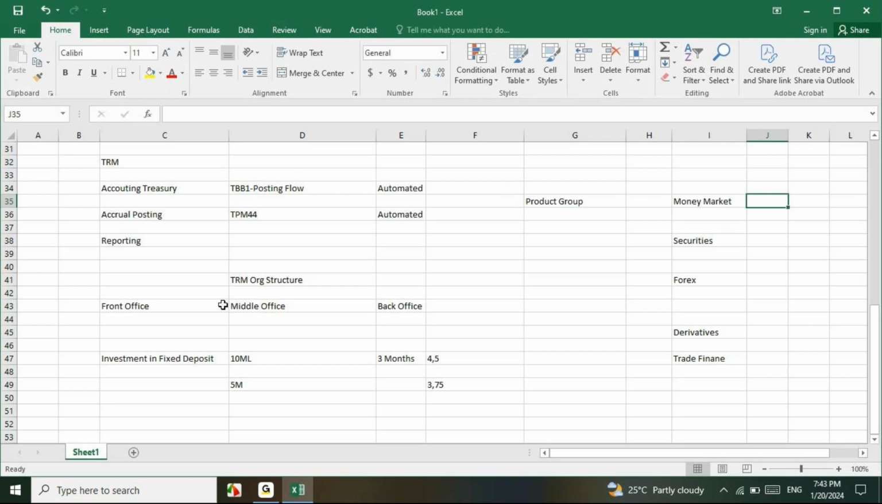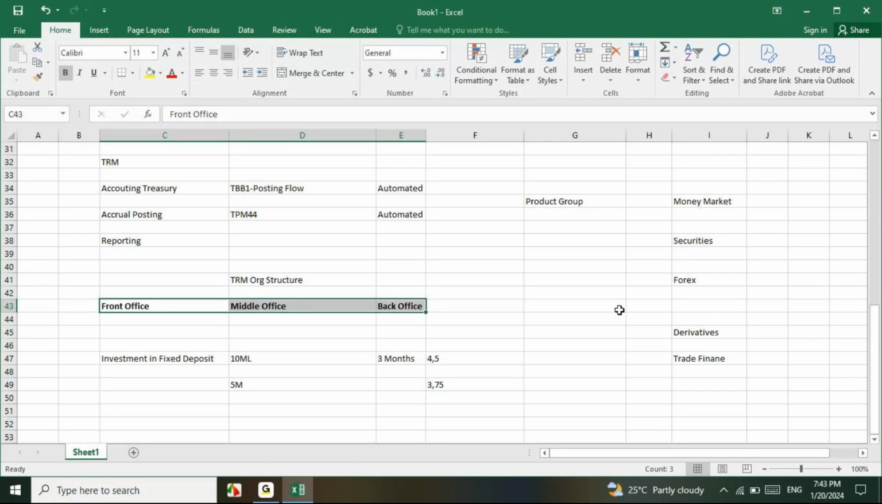And also we talk about the organization structure. When you talk about the TRM organization structure, it's broadly segregated into three: front office, middle office, and back office. What is front office? Imagine you might have gone to a bank. A bank is also a kind of TRM, treasury organization structure. If you go to a bank, you see there are people sitting at the front, the bank staff. Let's say you go to a bank to open a bank account and ask them that you want to open a bank account.